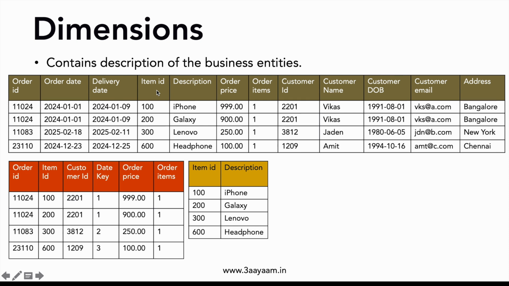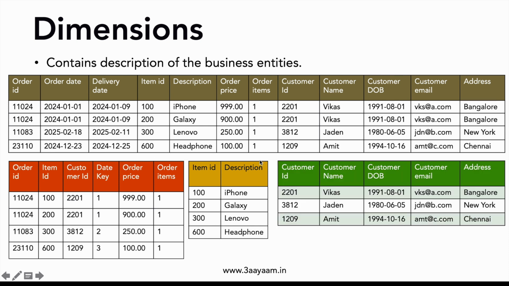So the first dimension table would be like this, which would contain the item ID and description. So if you see, there's a pointer between the fact table and the dimension table using the item ID, which is the foreign key relationship that we had discussed. Now this is a dimension table, if you see, because we have the item ID and its description. There's no numerical value to it, but it is a textual description of the business entity. Similarly, we would have a customer table, which is also a dimension table, and it would contain the description of the customer, which is also a business entity.